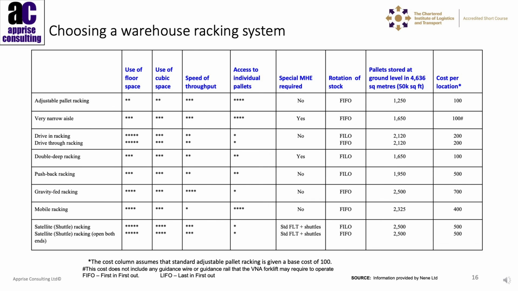As we go further down, we can see with mobile racking that the use of floor space is much better, as is the use of cubic space. Speed of throughput, though, is very slow. As we mentioned, opening up and closing the mobile racking takes time. We can still get to individual pallets. We don't need any specialist materials handling equipment, and we can operate on a first in, first out basis. In terms of pallets stored, we can nearly double the amount of pallets stored in this area. And in terms of cost, yes, it can be 4 times the cost of standard adjustable pallet rack.